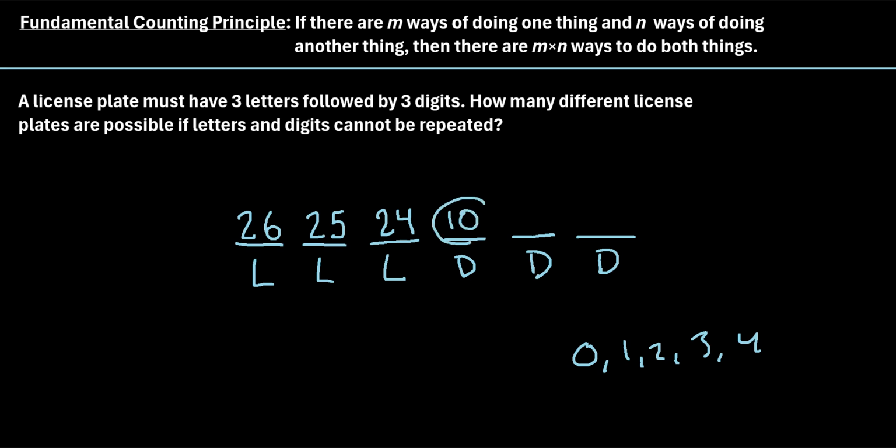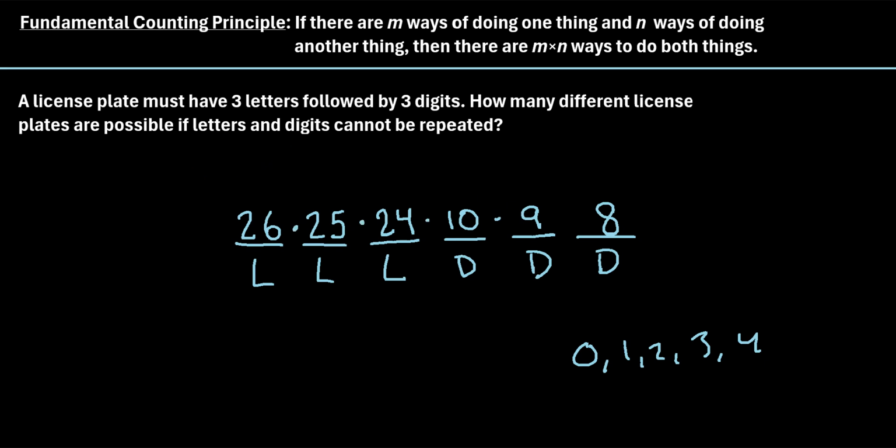Now, once you've chosen the digit for this position, for the next digit, there's only 9 possible choices, because remember, the digits cannot be repeated either. So now once you've chosen a digit here and a digit here, there's only 8 possible choices left for this last digit right here.